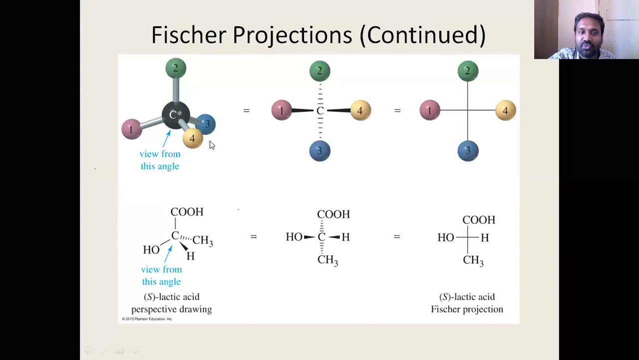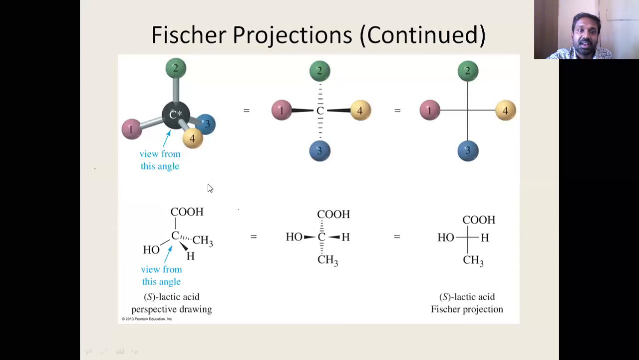If you view the molecule from this point, how do the substituents 4 and 3 look like? They are coming towards you. Is it not? How do the substituents 2 and 1 look like? They are going away from you. Only the carbon is the reference point. With respect to this reference point and your view angle, 4 and 3 are coming towards you. 2 and 1 are going away from you.